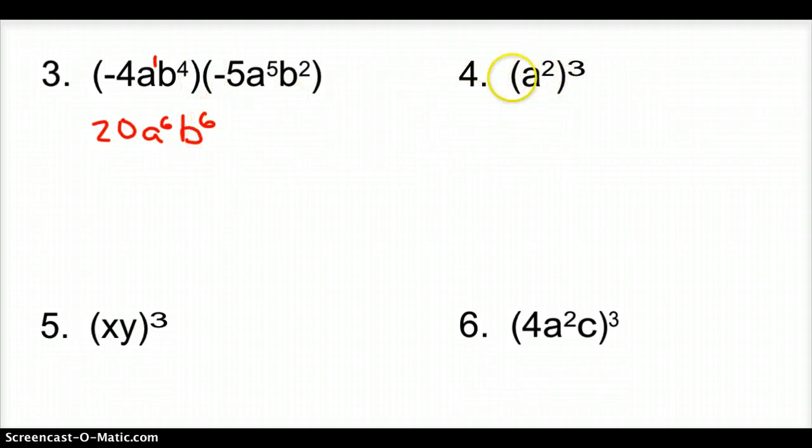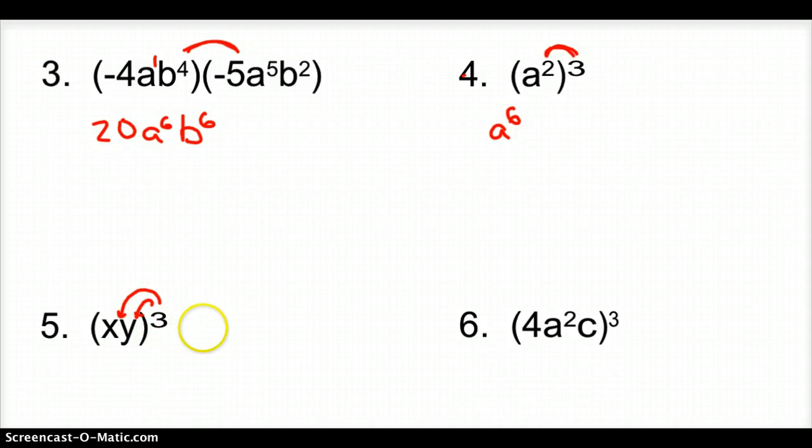Now, 4 is a little bit different. Now here, 4 is a power. We have an exponent to a power. When you have an exponent to a power, notice the difference here to here. They're being multiplied. Here is a power to a power. When it's a power to a power, you multiply the two numbers, so it's going to be a to the 6th.